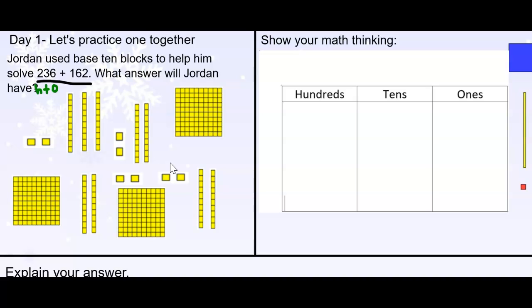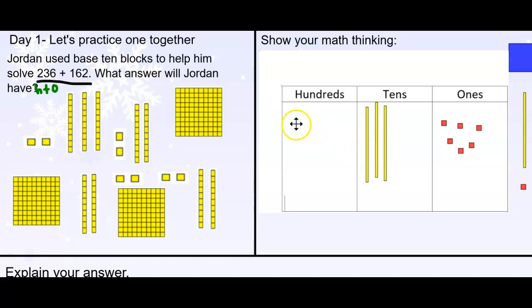Remember, always start with the ones because the ones are number 1. So 6 ones. Can you help me count? Here we go. 1, 2, 3, 4, 5, 6. Great job. How many tens, boys and girls? That's right, 3 tens. Help me count. 1 ten, 2 tens, and 3 tens.